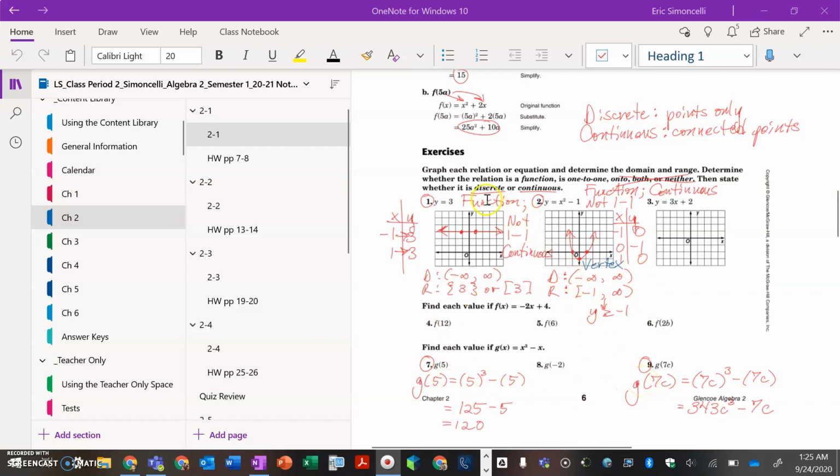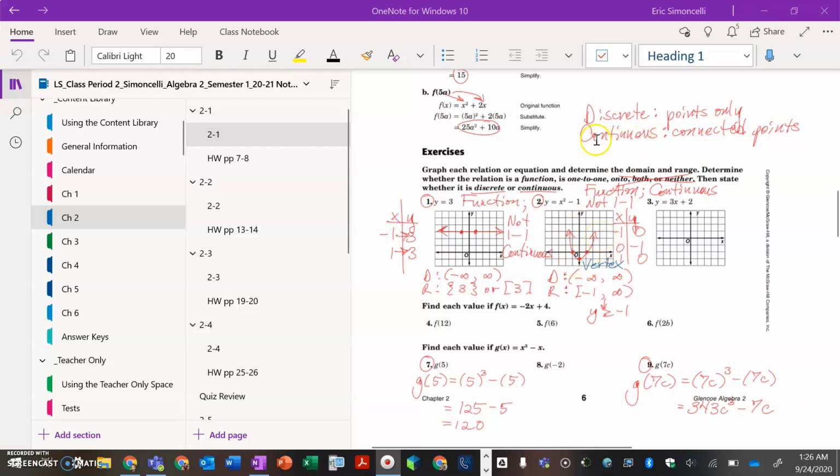There's also directions on discrete versus continuous. Please read that in the sense where discrete is simply where points are all that you see on the graph, while continuous functions are connected points. Okay, so if you create the graph on your own, you're connecting the points.